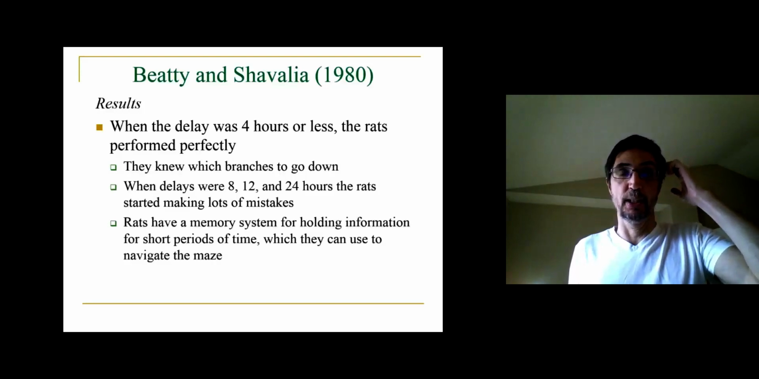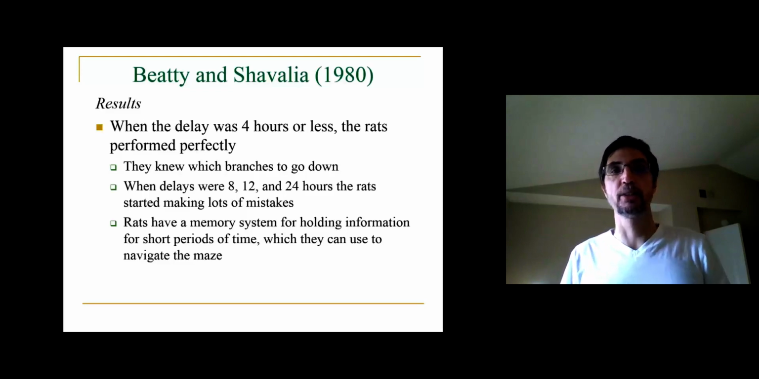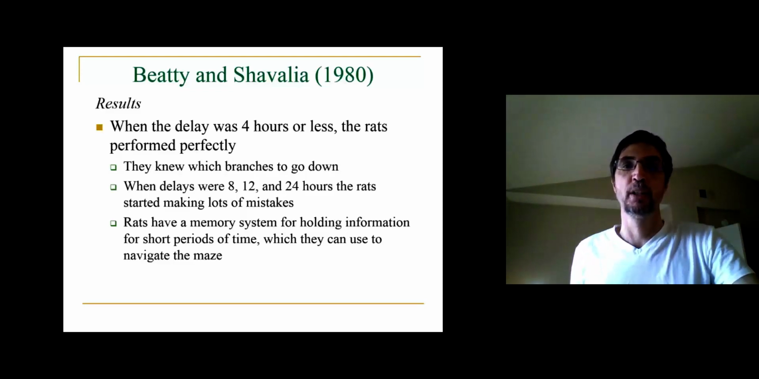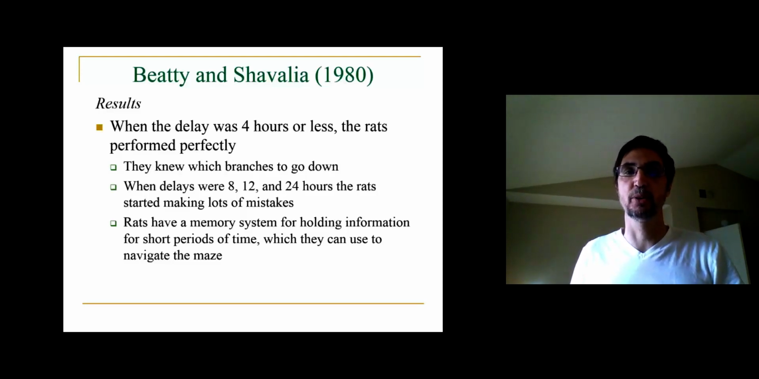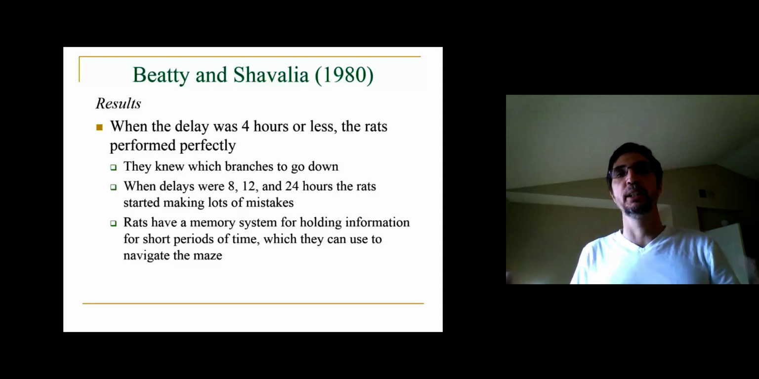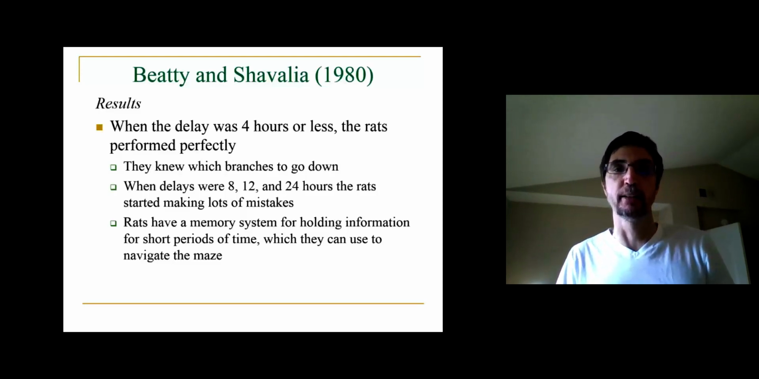And what they found was when the delay was 4 hours or less, the rats performed perfectly. They could recall which branches they'd already visited, and they didn't repeat those. So they knew exactly which ones to go down. But when the delays were 8, 12, and 24 hours, the rats started making a lot of mistakes. They started revisiting some of the branches that they'd already gone down. So what they say is that rats have a memory system for holding information for short periods of time. It lasts less than 4 hours, and they can use this to navigate the maze.